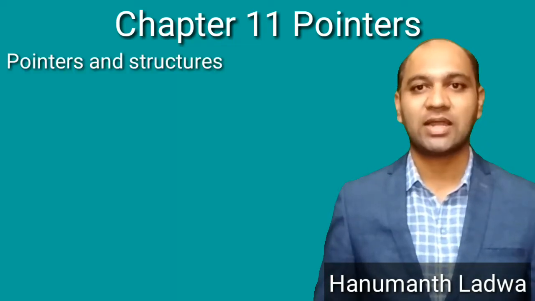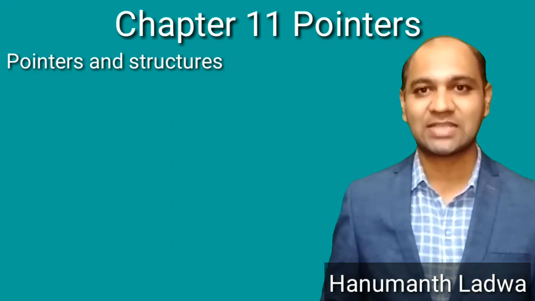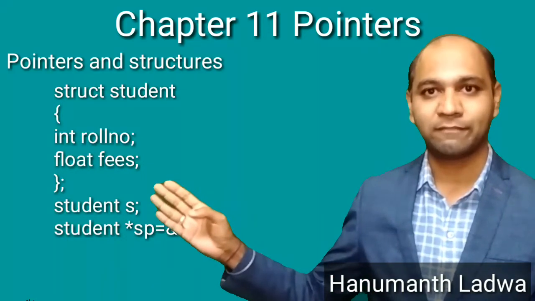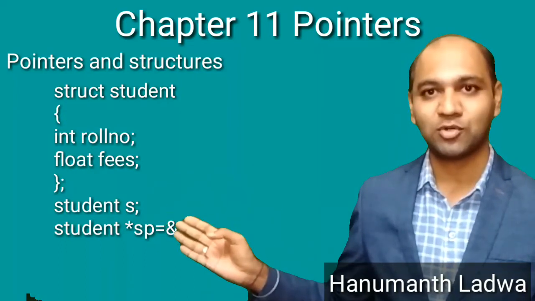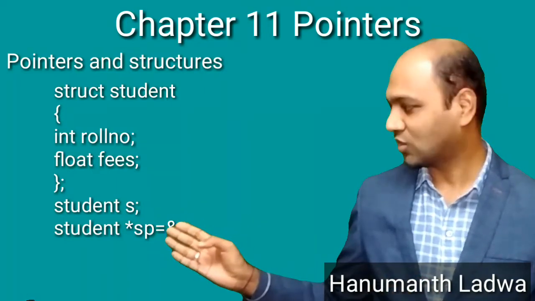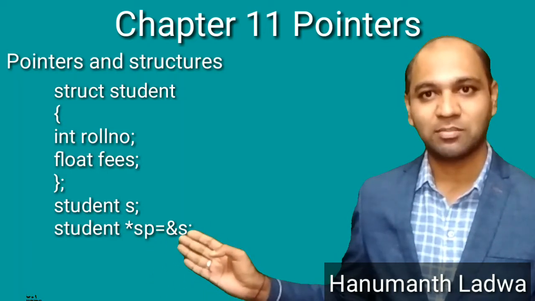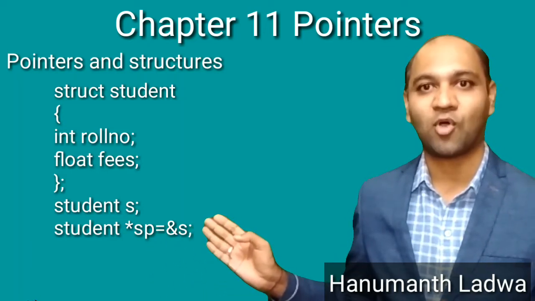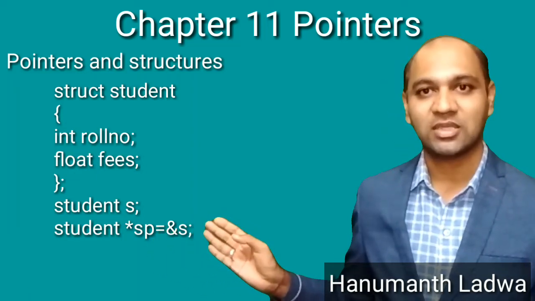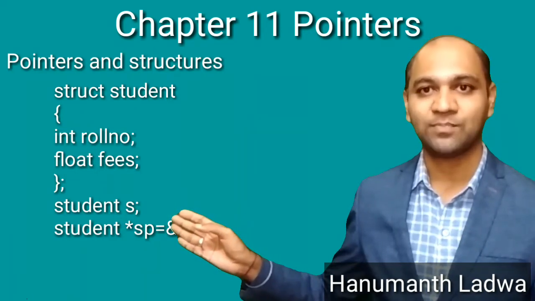Now we'll study pointers and structures. We can create pointers to structures. Let us take an example. Here you can see struct student, curly open brace, int rollnumber, float fees, curly closing brace, and then put a semicolon. Then we are going to create an object of this structure. So here we'll write student s, then we'll write student *sp. So it is a pointer object. So now we are going to write sp is equal to &s. So here the address of the object s is initialized to the pointer object.